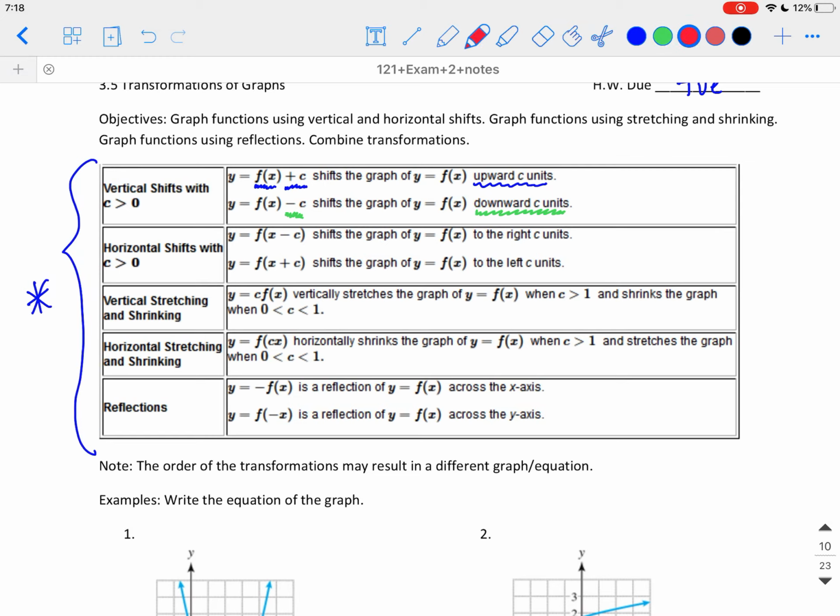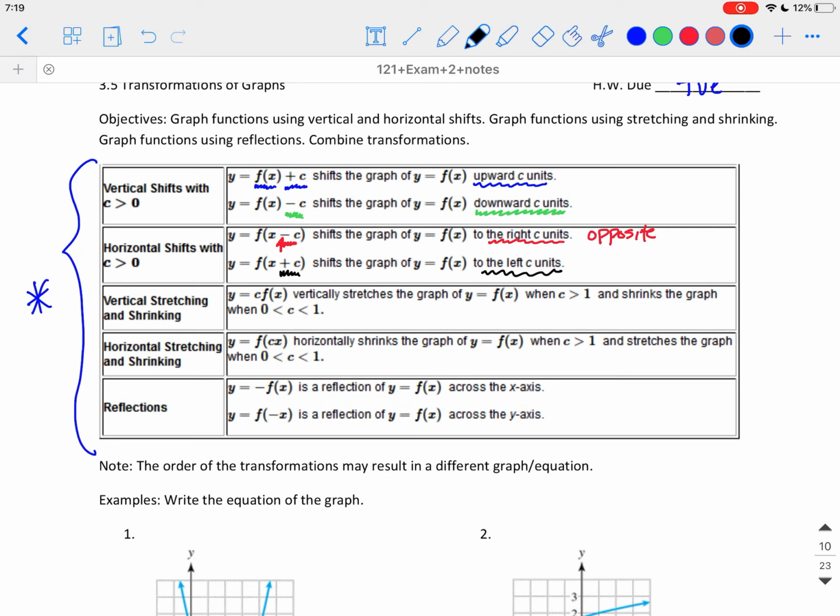If we have a value of c, and the c is on the inside of the function and it's being subtracted, this is a horizontal shift to the right c units. So this one is the opposite effect. If you notice, we have a minus right here, and our intuition might say, oh, it's to the left, but no, it's to the right. The next one, if I have a plus c, then it's going to move to the left c units.